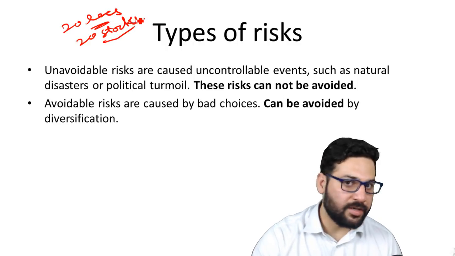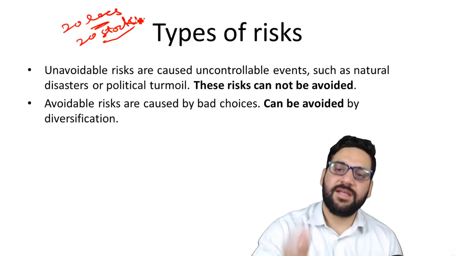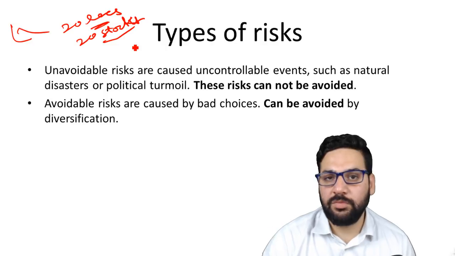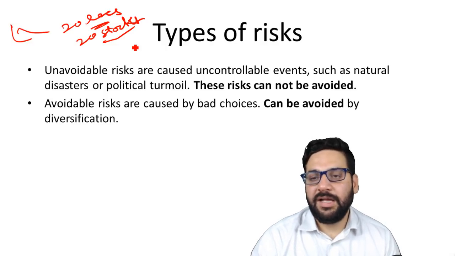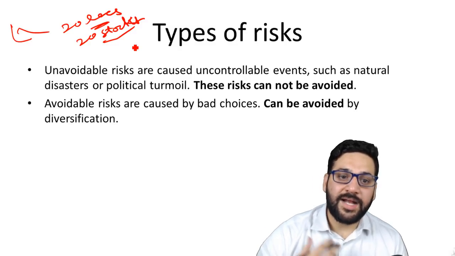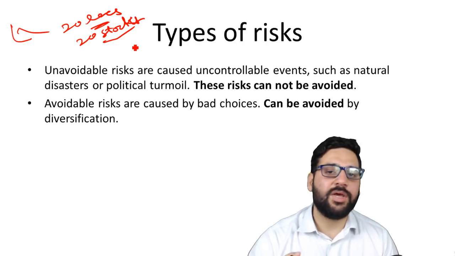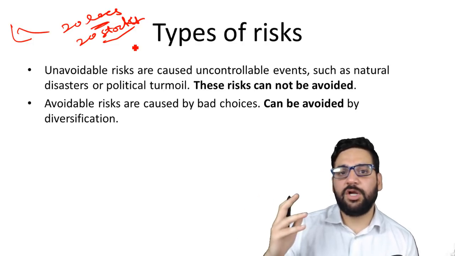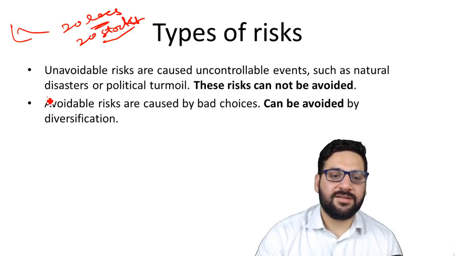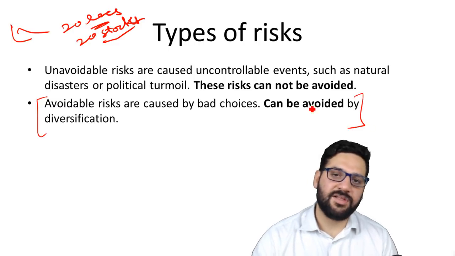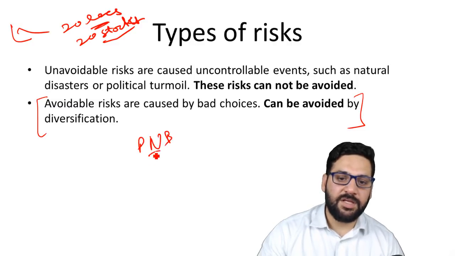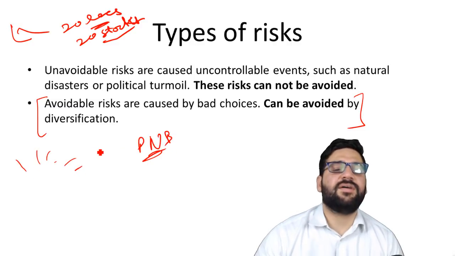Yesterday there was a no confidence motion, right? If the government falls, if the government changes or collapses, the market is going to collapse as well, because the market doesn't like instability in politics. Are you getting it? So that is an unavoidable kind of risk that you cannot avoid. That unavoidable risk is going to impact the whole economy, all the stocks. While avoidable risk can be avoided, as the name suggests. For example, there was the PNB scam. You could avoid that by diversifying, right?